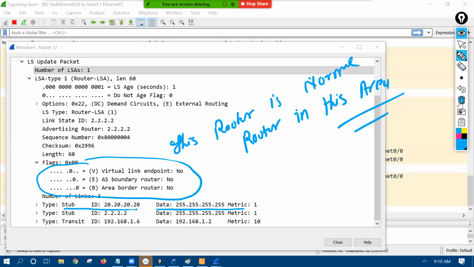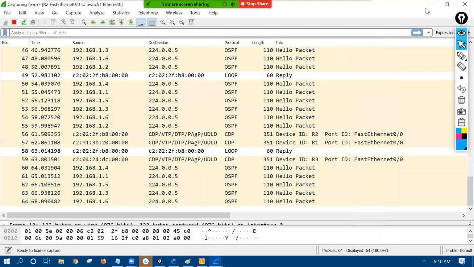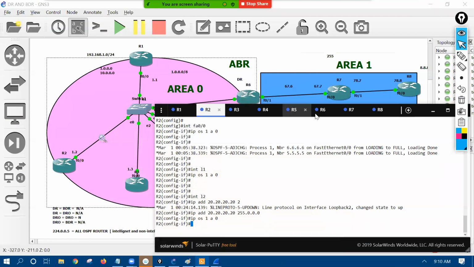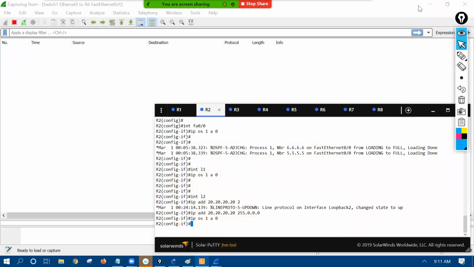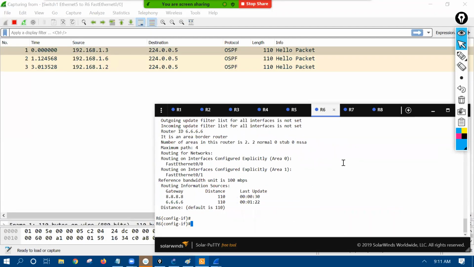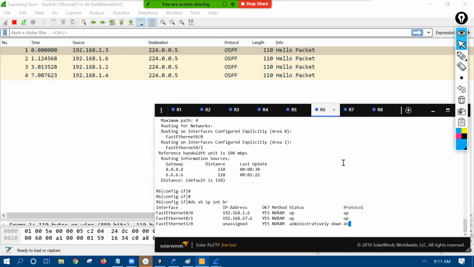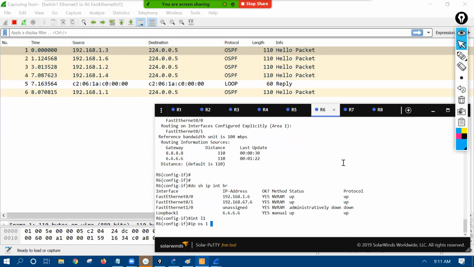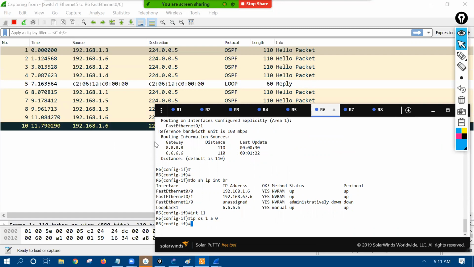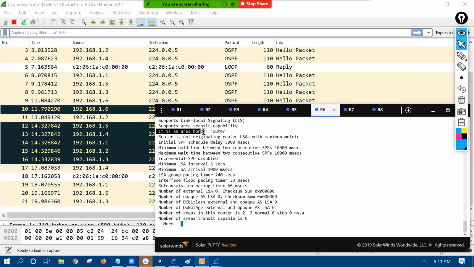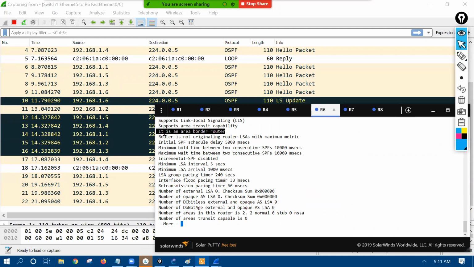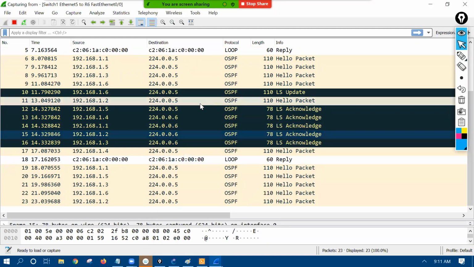Right now, let's do the same thing. R6 is my ABR router, right? What I'm going to do is capture this link. On the R6 router, do show ip interface brief, configure interface loopback number 1, ip ospf 1 area 0. R6 is my ABR router, right?